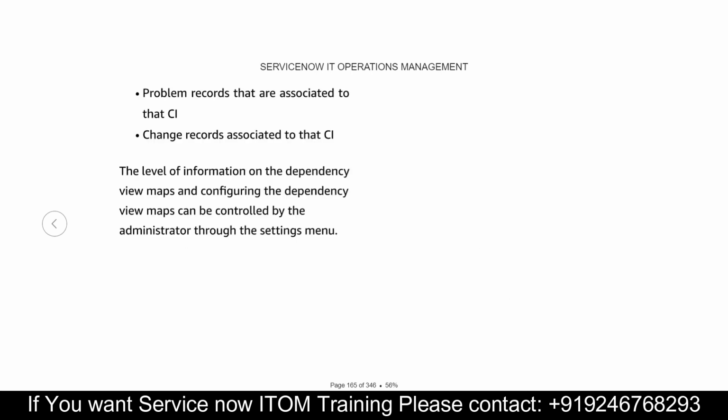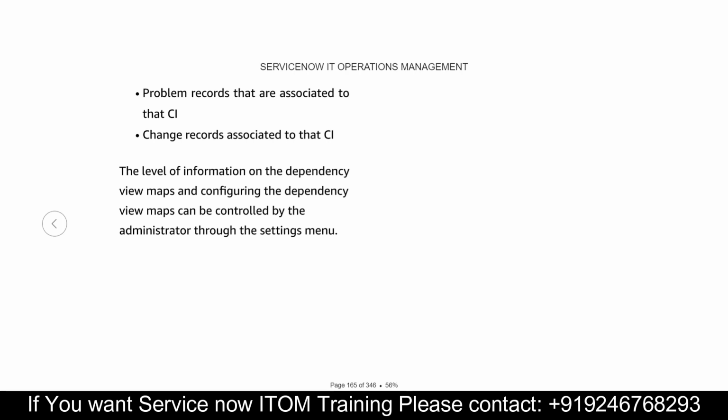You can see problem records that are associated to that CI, and you can see change records associated to the CI. Each and everything will be easy to see, and we are able to identify the level of information of the dependency view maps. And configuring the dependency view maps can be controlled by the administrator through the settings menu.